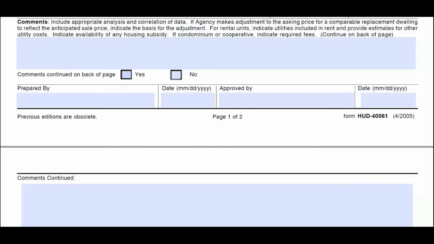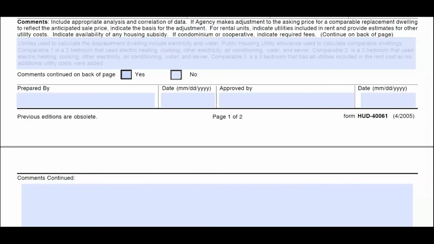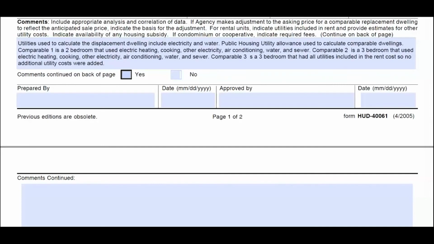Subrecipients should be sure to include all appropriate analysis and correlation data to describe how the comparable houses were selected and all details of the calculation of the price of the units and the maximum replacement housing payment. For purchases of homes, if the subrecipient makes adjustments to the asking price for a comparable replacement dwelling to reflect the anticipated sale price, the subrecipient should indicate in the comments the basis for the adjustment. For rental units, subrecipients should indicate utilities included in rent and provide estimates for other utility costs correlating to the housing cost calculation.